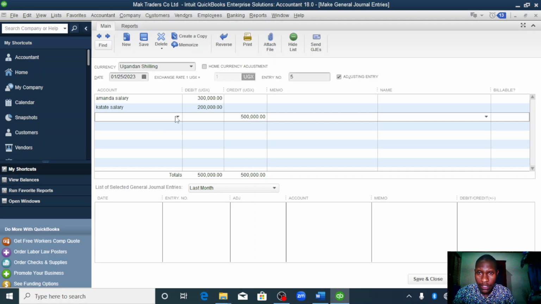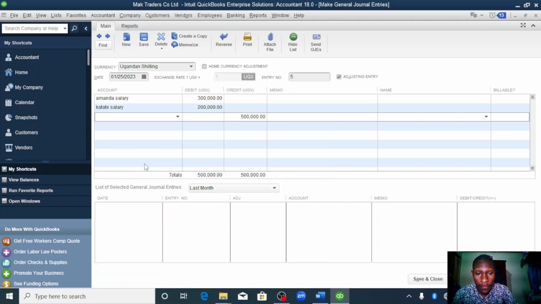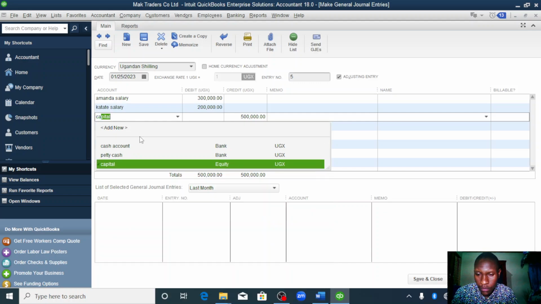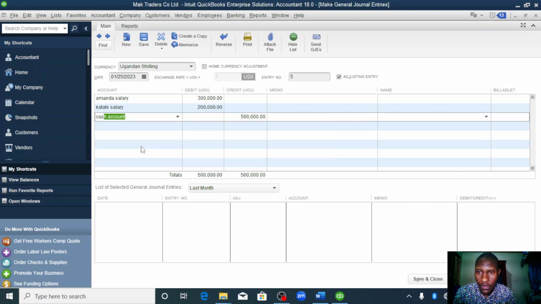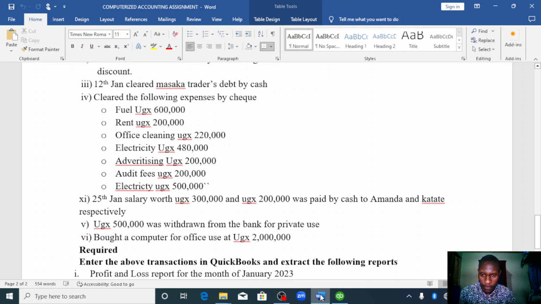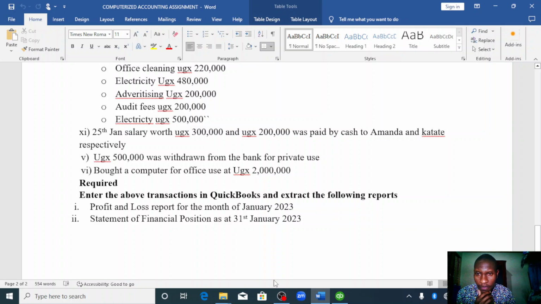We credit them with cash account. We need to credit with cash account. Cash account. We save and close. So we are having another transaction still on the same day, 25th.